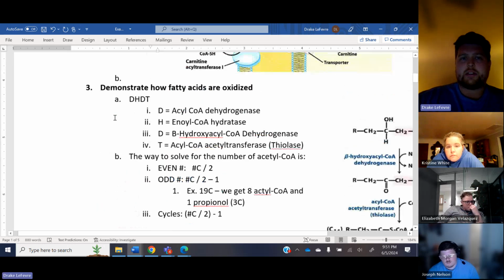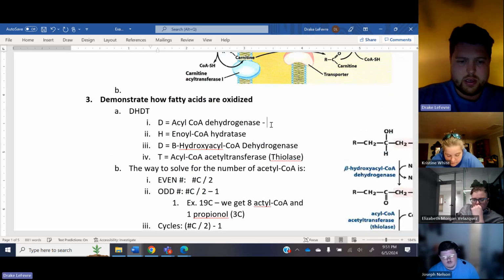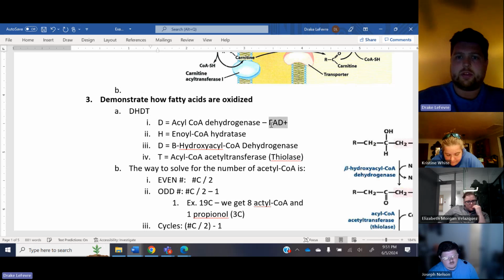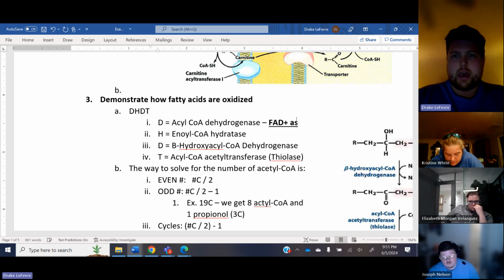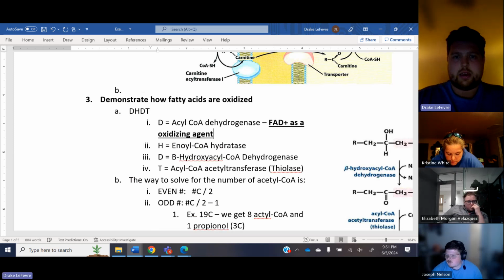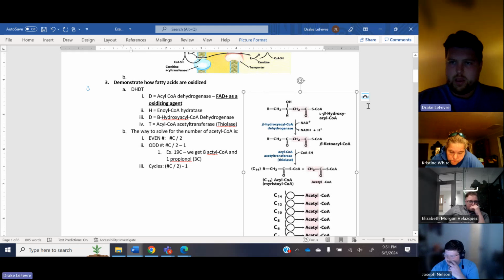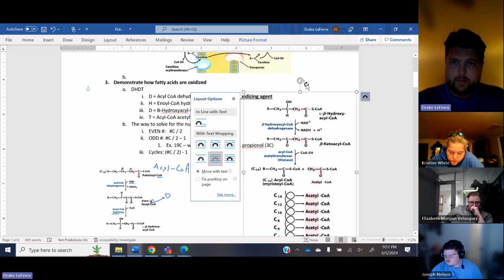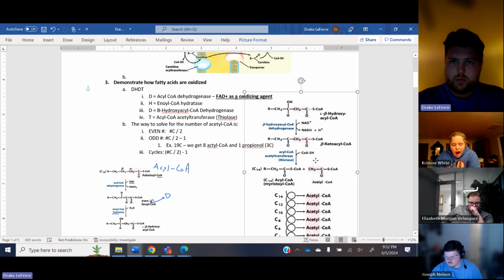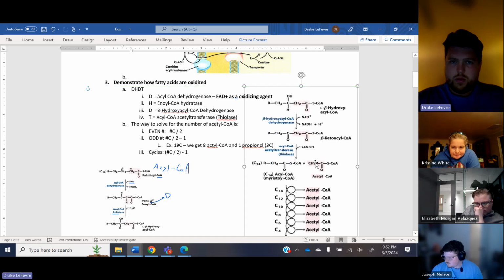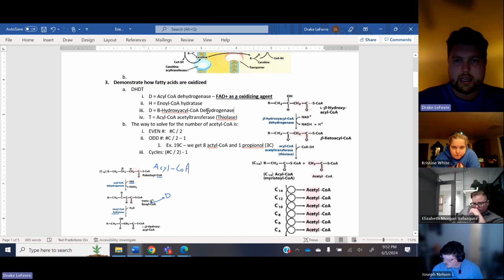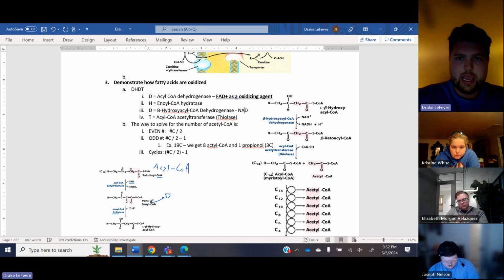Remember the first reaction, this first dehydrogenase uses our FAD plus as an oxidizing agent. Then our second dehydrogenase uses NAD plus as oxidizing agent.